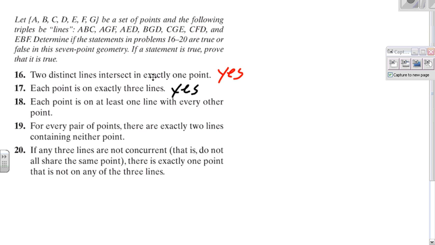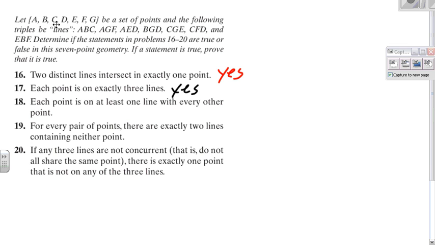Each point is on at least one line with every other point. So that means we're looking to see if A is on a line with every other letter at some point. So there's B and C, B and E, F and G. Yes. B is where we checked A. We only need to check the letters that come after it. B is with C, D, E and F, and G.